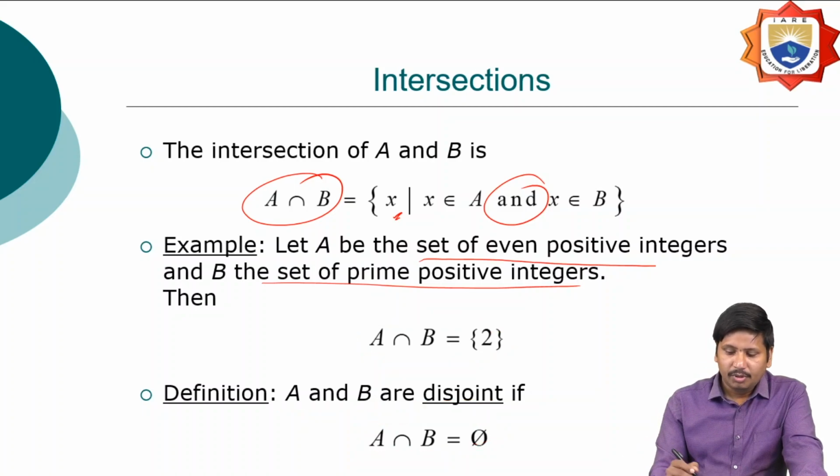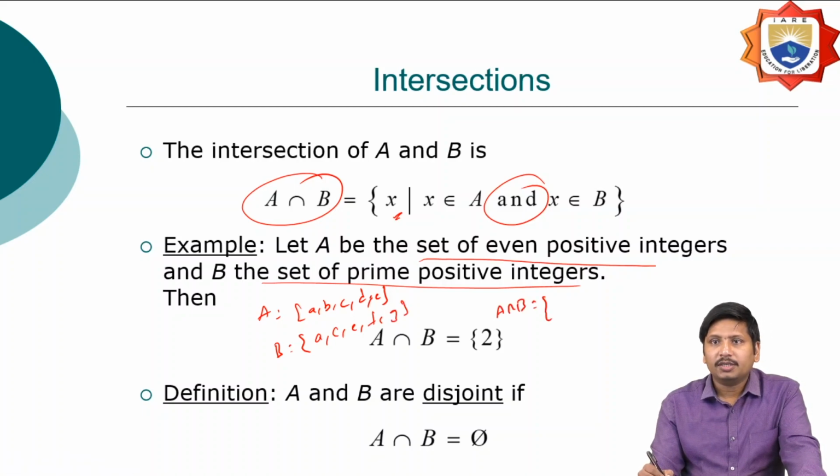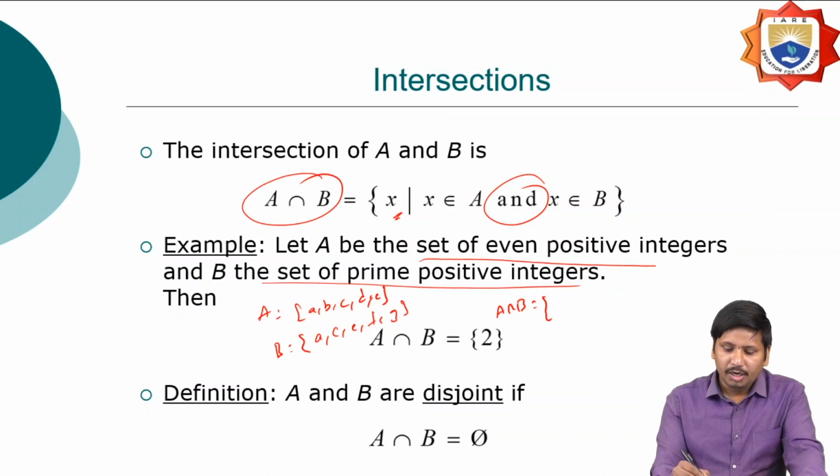Let's take an example: A equals {A, B, C, D, E} and B equals {A, C, E, F, G}. A intersection B means the common elements. A is present, C is present and E is present. So A intersection B equals {A, C, E}.